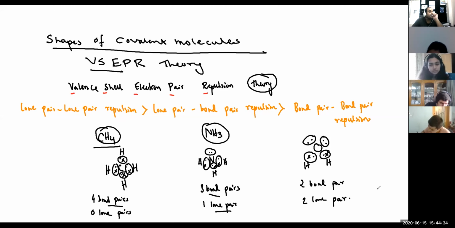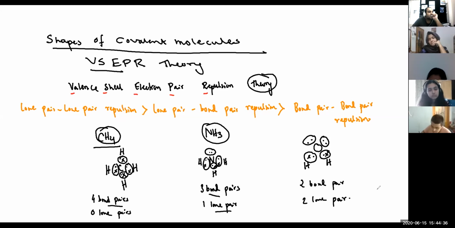which means they are repelling more. They have stronger repulsion. So although all of them have four pairs of electrons, they will have different shapes.